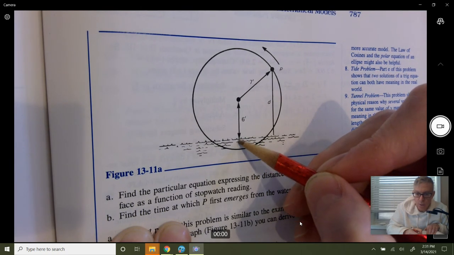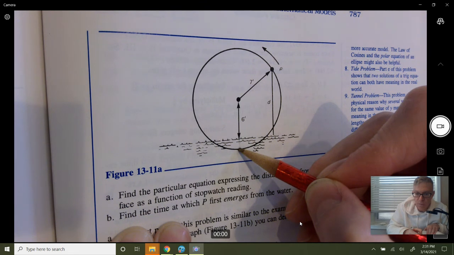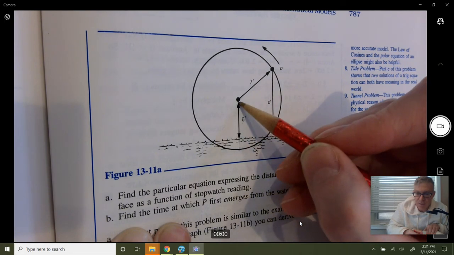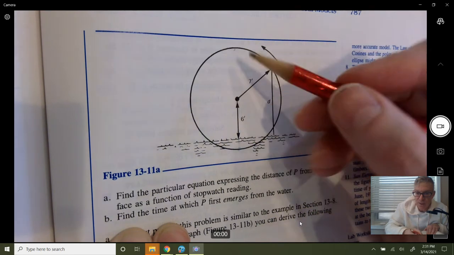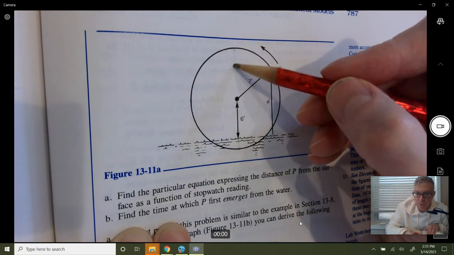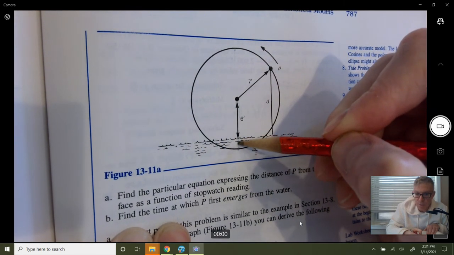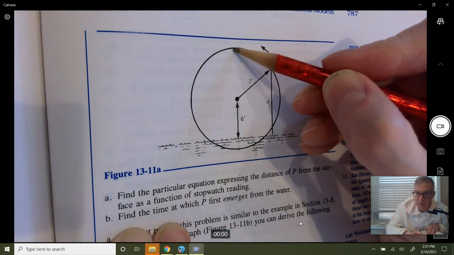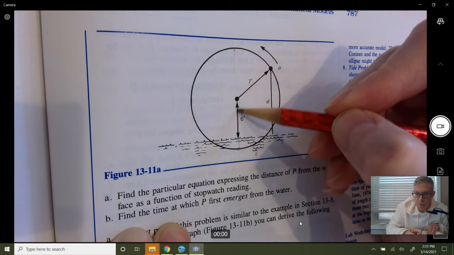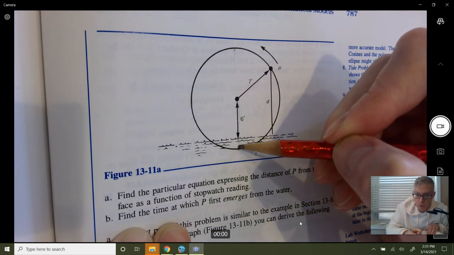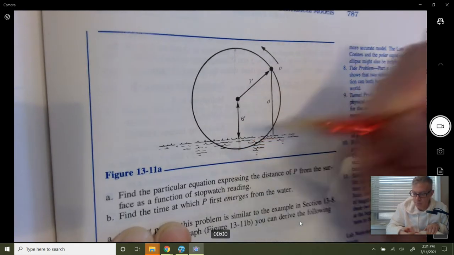So they told us this was 1 foot below. So this is going to be a negative distance. We're going to call this distance -1. And then this distance up here, we're actually going to call it 13, because the diameter of your water wheel is 14. But we want to know how far this point is from the surface of the water. So this would have to be 13 plus 1 to give you 14 for the diameter.